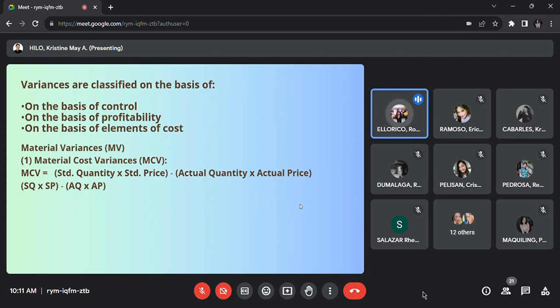So first, the material cost variances. So it is the difference between the standard cost of material specified for the output achieved and the actual cost of direct material used. The formula for material cost variances, MCV equals the standard quantity times standard price, subtracted from the result of actual quantity times actual price. The examples will be in the next report, along with the formulas. Next.